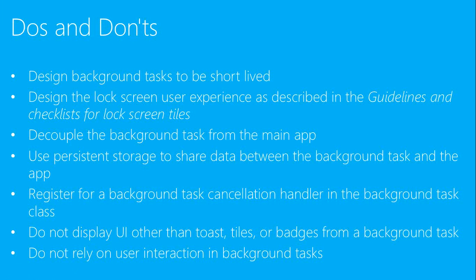Do's and don'ts in Windows. Again, I'm not going to go through the whole list, but a few points. Decouple the background task from the main app. This we have seen. Use persistent storage to share data between the background task and the app. Register for the background task cancellation handler in the background task class. So these are a few do's and don'ts over here.